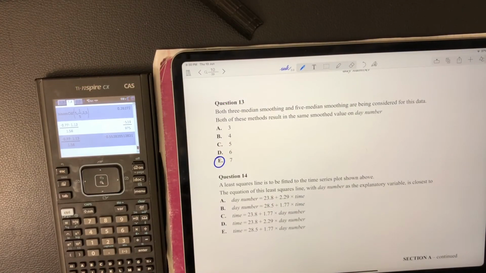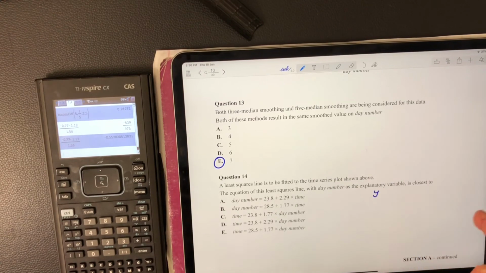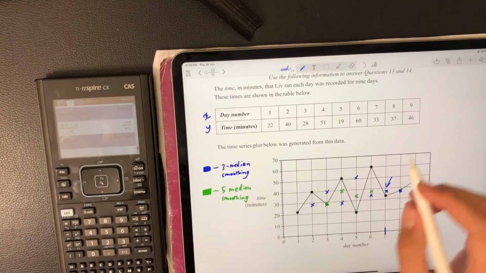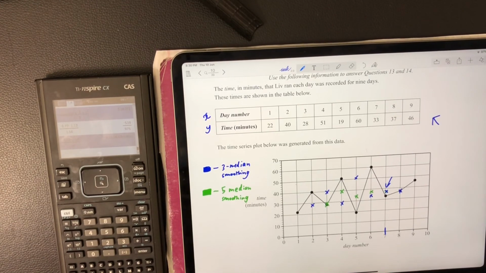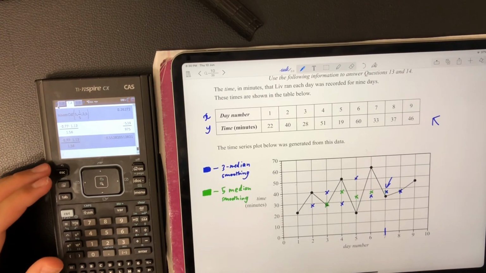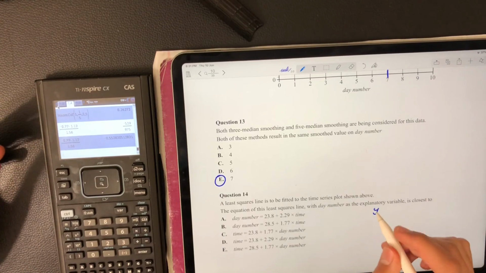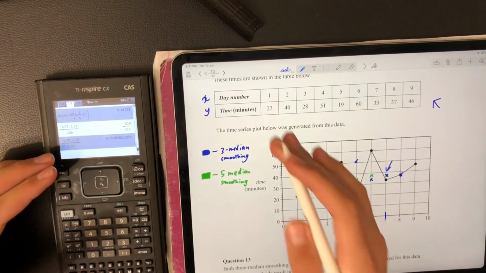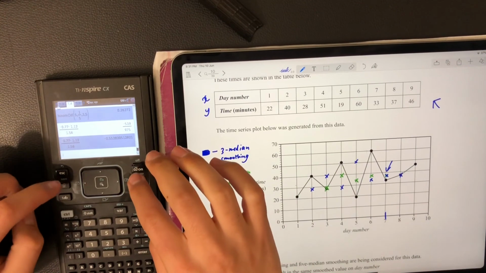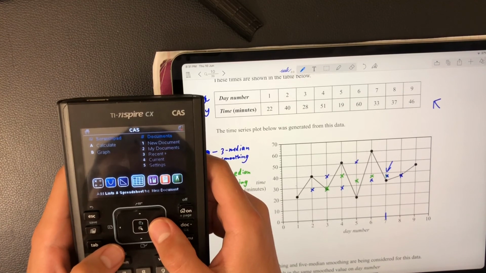Question 14. A least squares line is to be fitted to the time series plot shown above. The equation of this least squares line with day as the explanatory variable is closest to... So it's basically referring to this data up here. We know that day is our x variable and time is our y variable. In the question it says day is the explanatory variable, so that's x. And then we'll just enter this into our CAS calculator over here. If you can see over here, I'll go home, and then I go to spreadsheet.